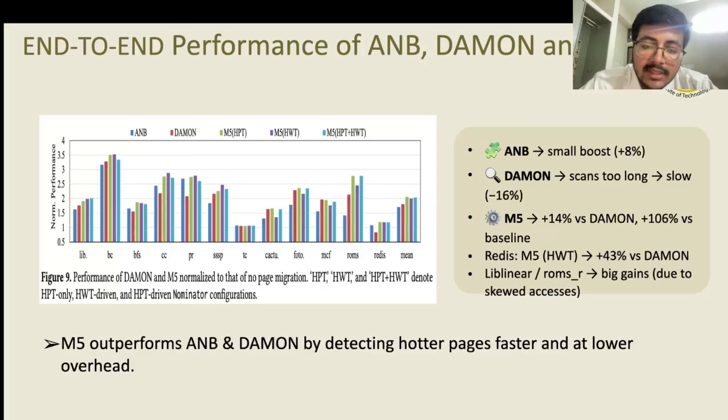ANB provides only a minor improvement while Daemon struggles due to its long scanning intervals, leading to slower response times. M5, in contrast, outperforms both by detecting hotter pages earlier and migrating them more efficiently. Workloads like Redis and libnear benefit particularly well from M5 given their memory access patterns. Overall, M5 delivers higher performance with lower overhead, demonstrating effectiveness as a fast and efficient page migration framework.